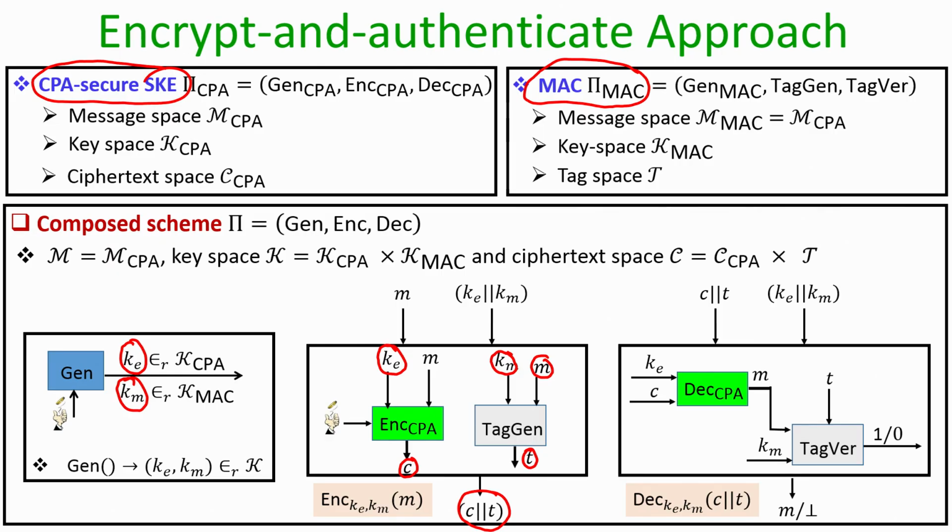And now you can imagine that the decryption happens analogously. You take the ciphertext, you parse it as consisting of two parts, a C part and a T part. You first decrypt the C part of the ciphertext using the ke part of the key and recover the plaintext M, and then you verify whether the tag part T of the ciphertext is a legitimate tag on the recovered M part. If it is so, then you accept the recovered M, otherwise you reject the recovered M. So, that is the corresponding decryption algorithm.